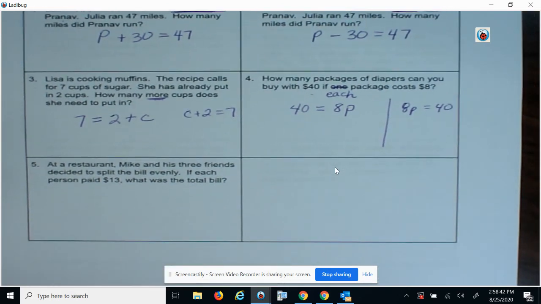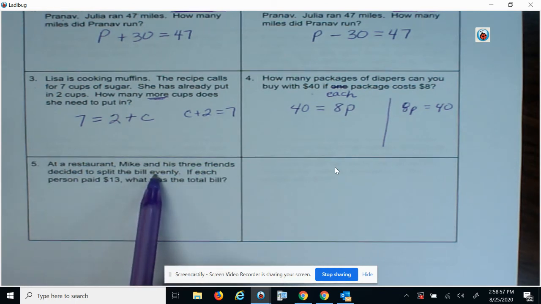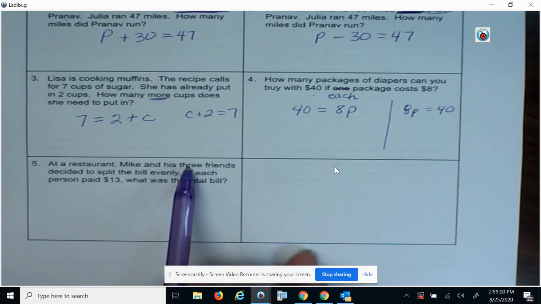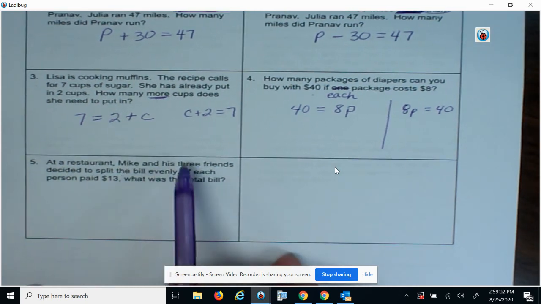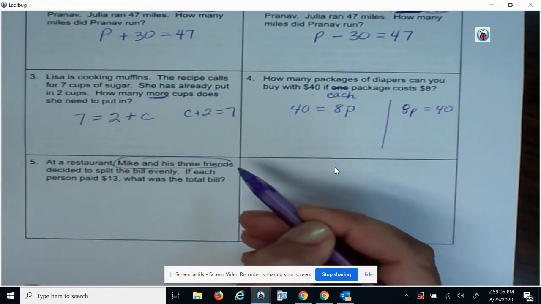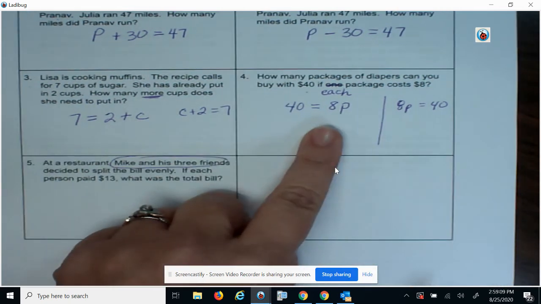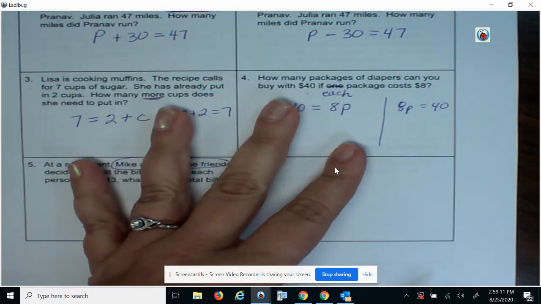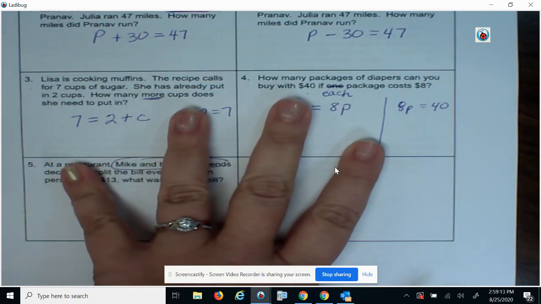All right, at a restaurant, Mike and his 3 friends decided to split the bill evenly. If each person paid $13, what was the total bill? Okay, so Mike and his friends split the bill evenly. There's no numbers in that. There's a 3, right? Okay, so Mike and his 3 friends means there's Mike and 3 more people. So that's 4 total people.